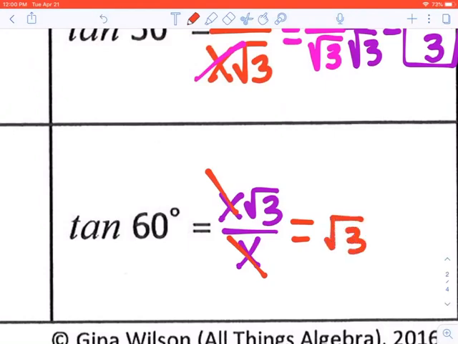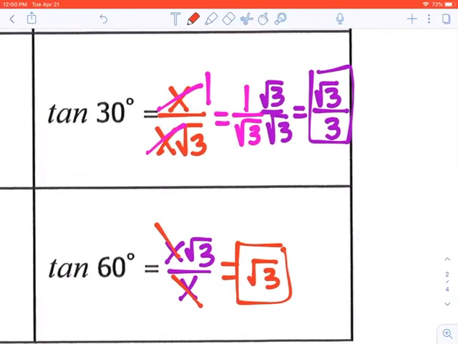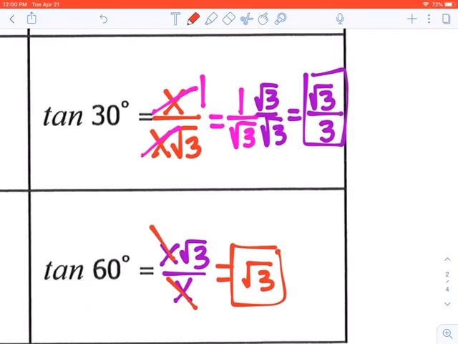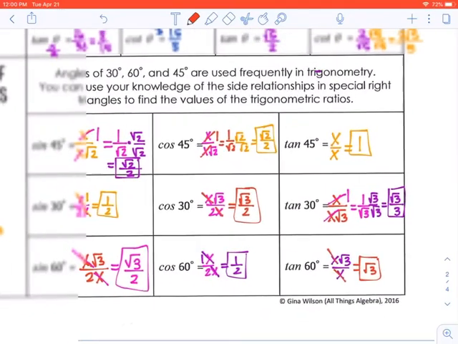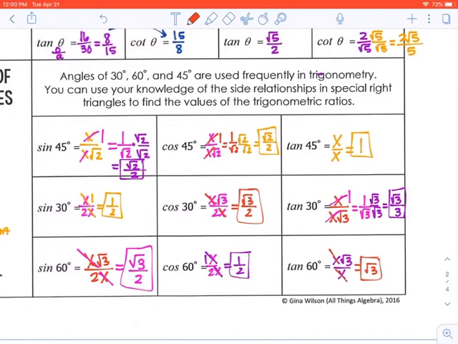We don't have to rationalize that. There's nothing in the denominator. It is done. Notice that tangent of 30 and tangent of 60 are reciprocals. That always happens as well. So there's little tips and tricks and patterns you'll see as you move along. They're all related to each other.